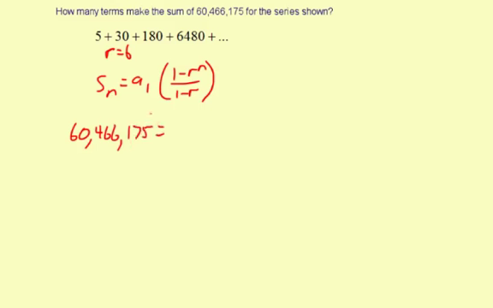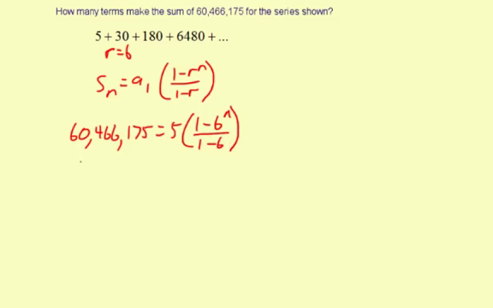60,466,175 equals, now the a sub 1, the first term we know is 5, then it'll be times 1 minus r, the common ratio of 6, to the n. We don't know how many terms, so we're going to leave the n. That's the unknown. Divided by 1 minus 6, the common ratio again.